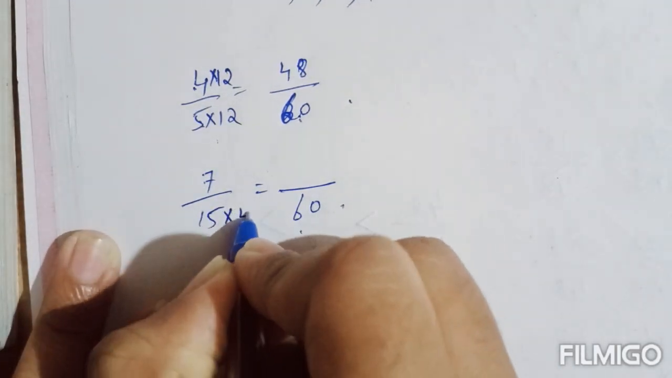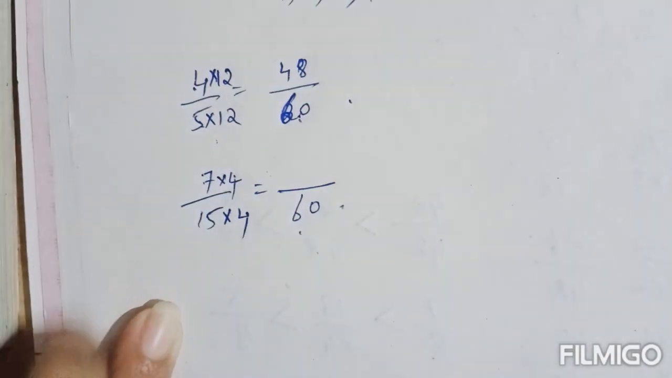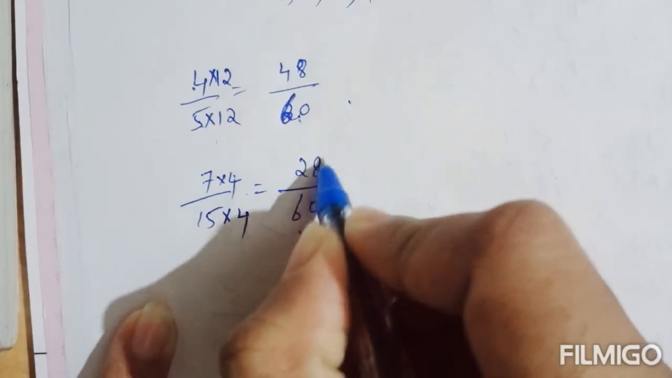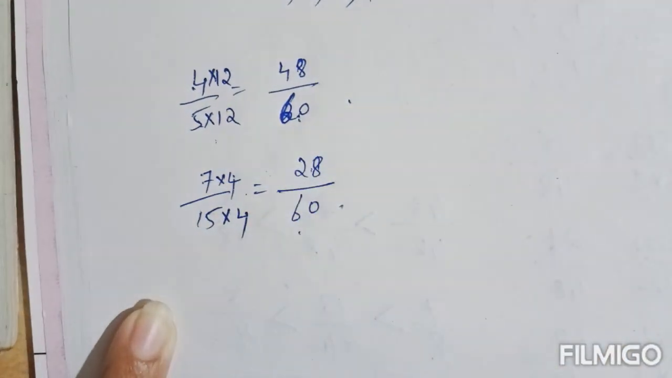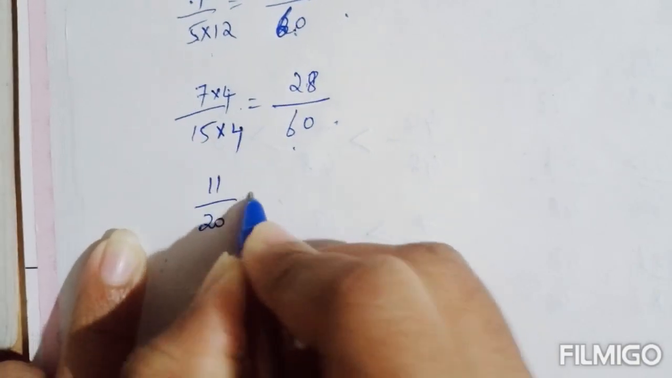15 into 4 it is 60. So 7 also you can multiply by 4. 7 into 4 it is 28. So the fraction will be 28 by 60. Third fraction 11 by 20.